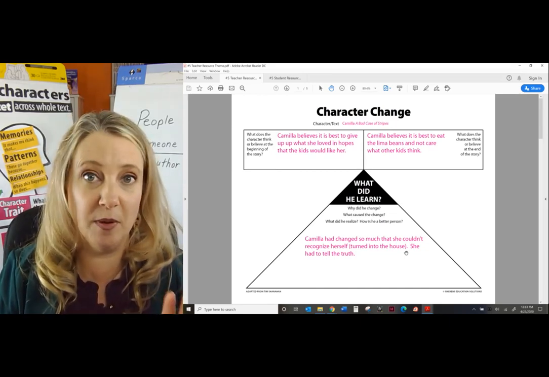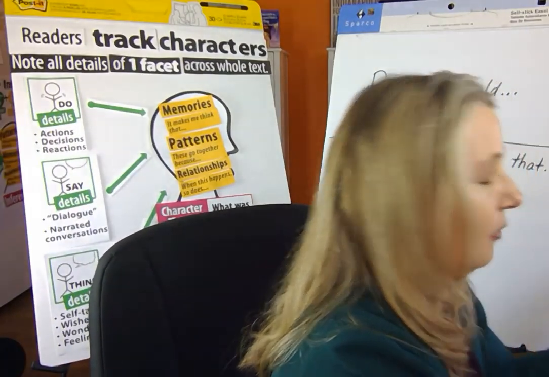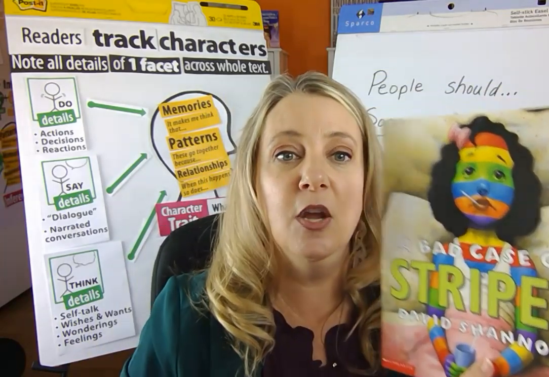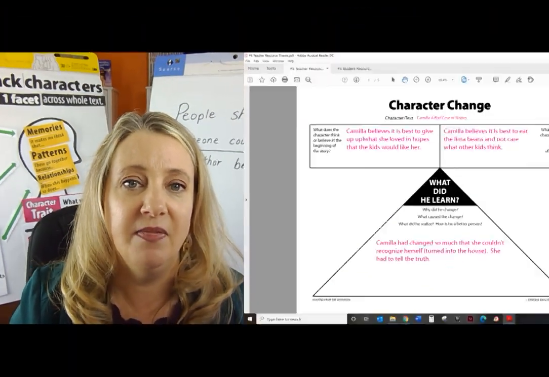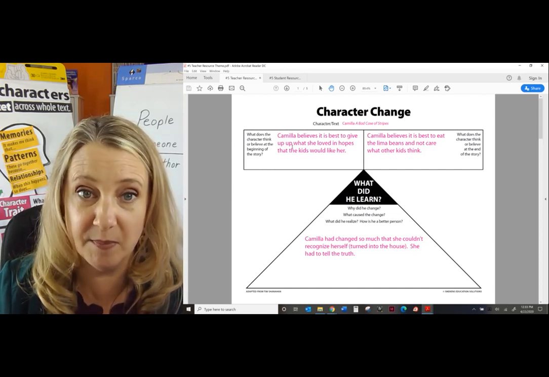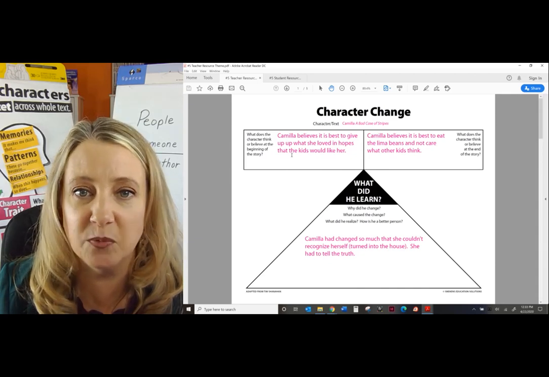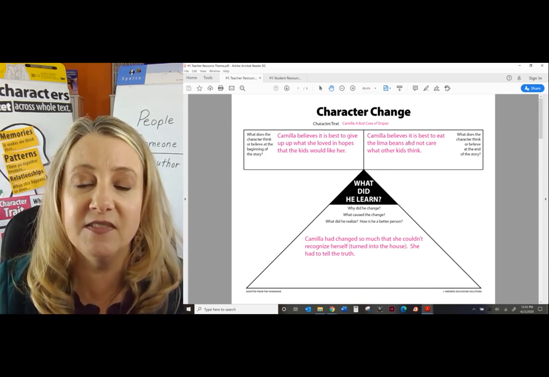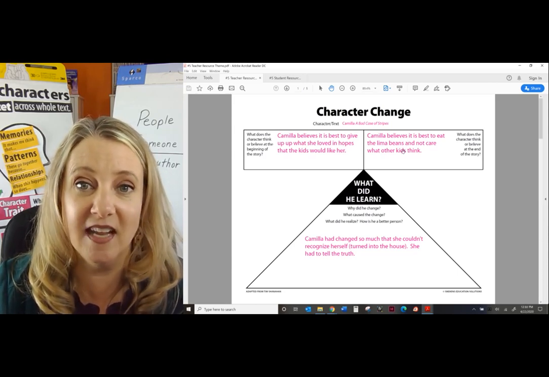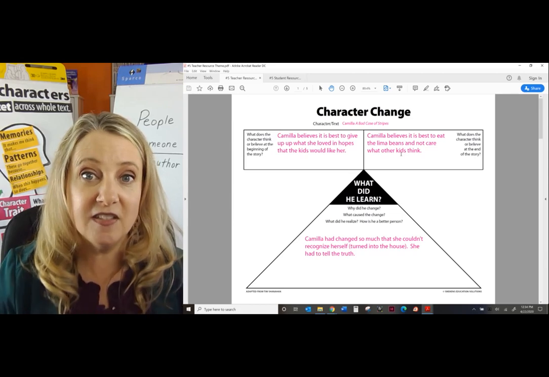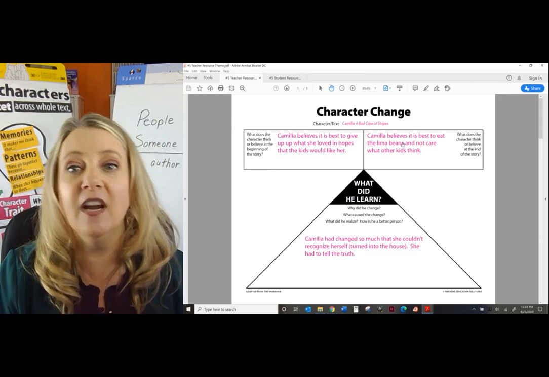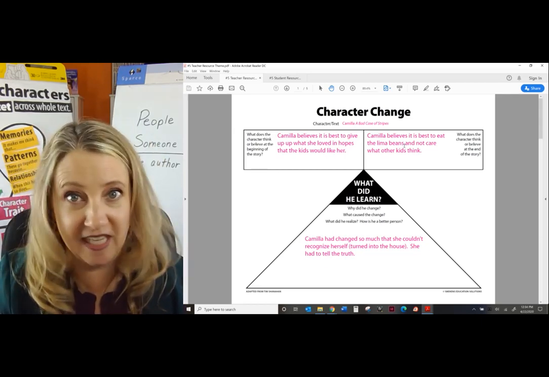So let's go back to A Bad Case of Stripes, okay? I know we've done a lot with this book already, but in A Bad Case of Stripes, let's look at Camilla. Remember in the beginning that Camilla believes it's best to give up what she loved. Remember the lima beans? In hopes that all the kids would like her. And Camilla believes it's really best at the end to go ahead and eat lima beans and not care about what other kids think. See how she really changed? So she was going to give up lima beans so kids would like her. Now she's going to eat the lima beans and she doesn't care what kids think.